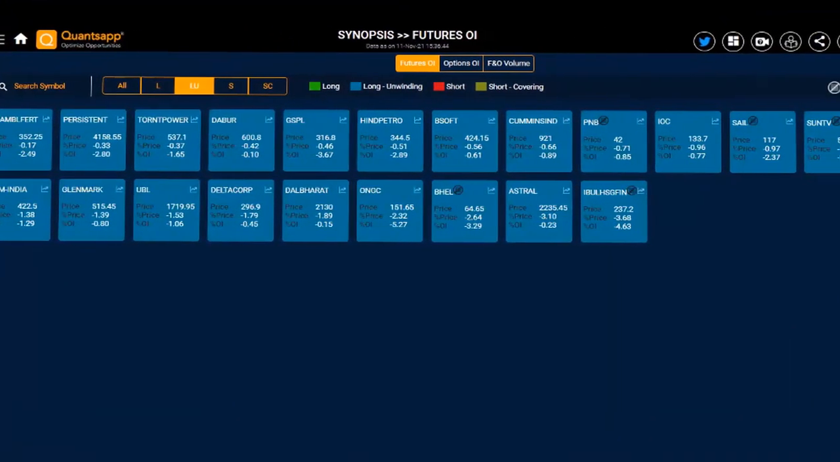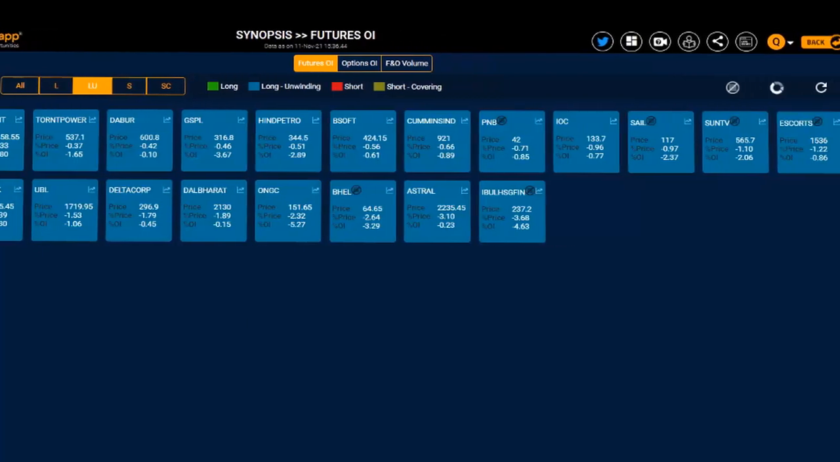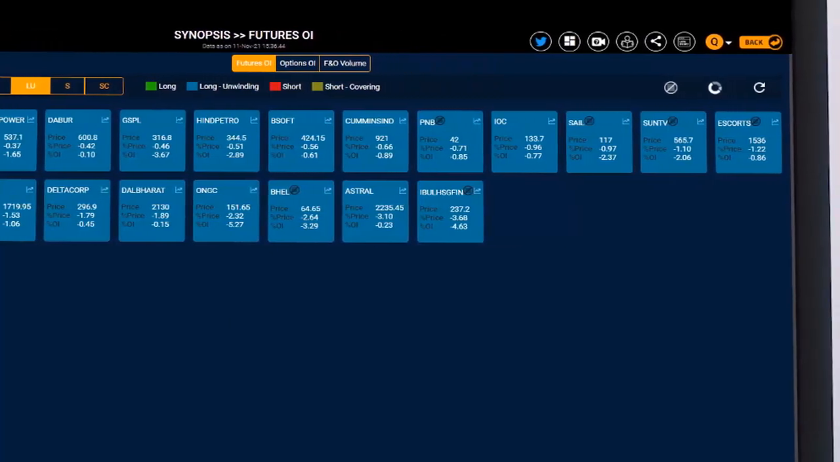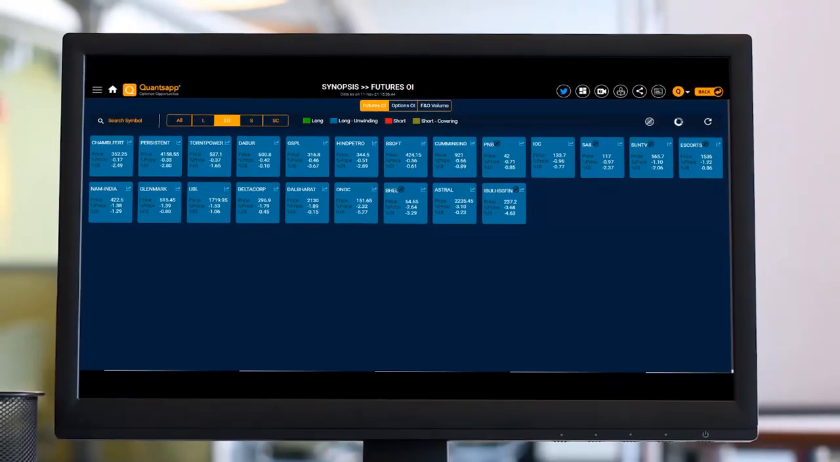Long unwinding is a temporary pause, I would say, wherein the prices go down and the OI of the instrument also goes down. What happens is that an instrument will never just go up like this. It will always have those dips and then go up, right? So now, if somebody has bought over here, they need to book their profits, they need to unwind their positions at some point, right?